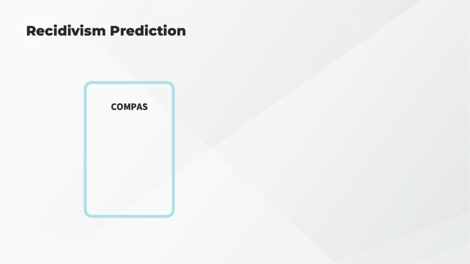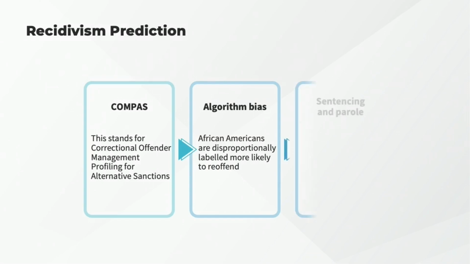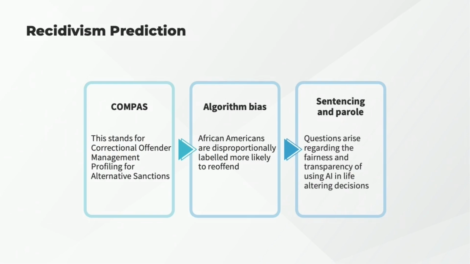Recidivism prediction. One of the most cited examples is an AI system used by the U.S. criminal justice system to assess the likelihood of a defendant reoffending. This was known as COMPAS, Correctional Offender Management Profiling for Alternative Sanctions. Investigations have shown that the algorithm could be biased against African Americans, labeling them as a higher risk at a disproportionate rate compared to white defendants. This has sparked debates about the fairness and transparency of using AI in life-altering decisions like sentencing and parole.